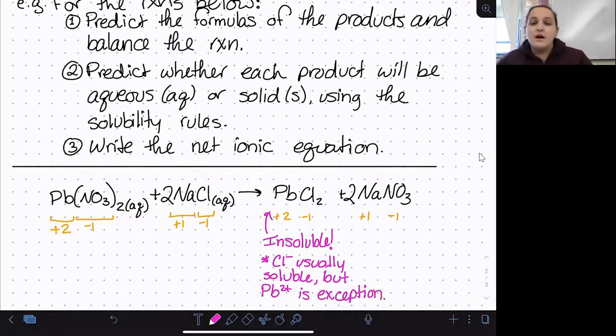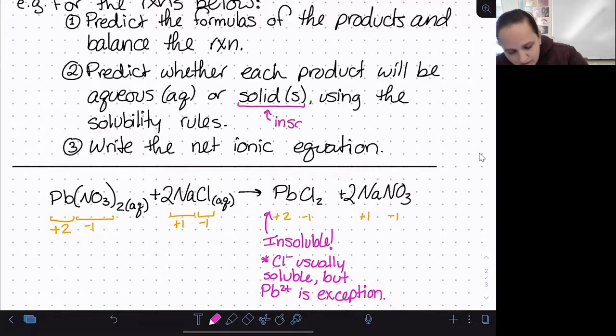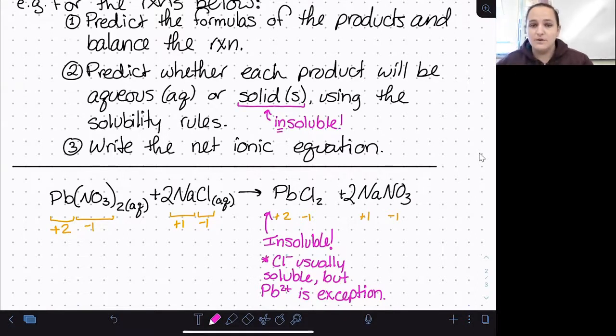So if something is not soluble, that is when it's going to be solid. So things that become solid when they're produced, or things that precipitate, are those that are not soluble in water. So this is going to be solid in this reaction.